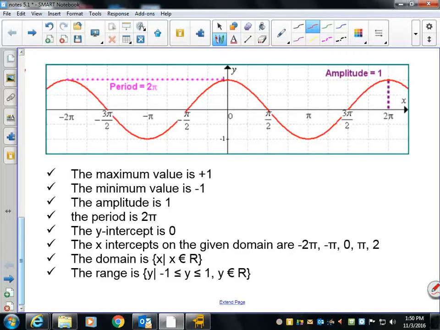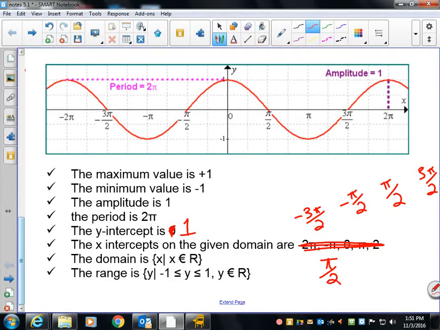Y-intercept? Let's fix this. Where's our y-intercept? It's at 1. The x-intercepts, those are wrong too. Where are they? -3 pi halves, -pi halves, pi half, and 3 pi half. So basically, is it every pi though? But we have to start not at 0. We start at pi halves. So if we were going to write it nicely, we'd say pi halves plus or minus pi n, right?